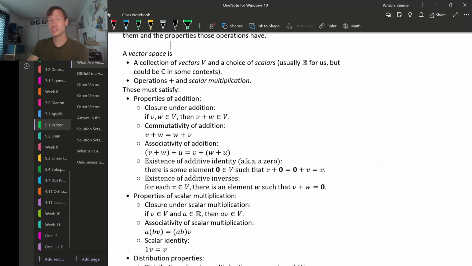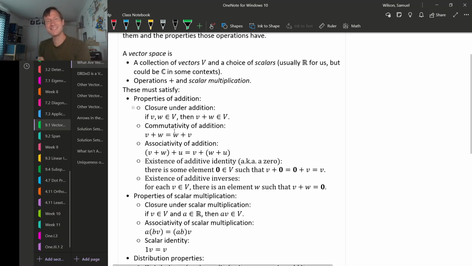We've made this definition of vector spaces. A vector space is a collection of vectors, a choice of scalars, and then two operations, vector addition and scalar multiplication, that satisfy this big list of properties. But what are some vector spaces?